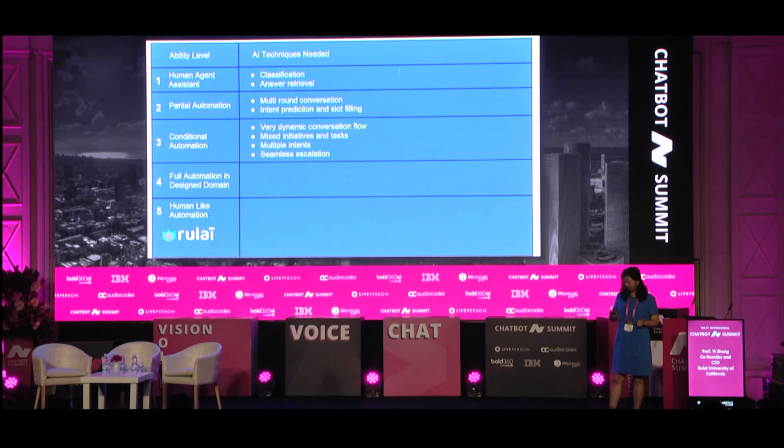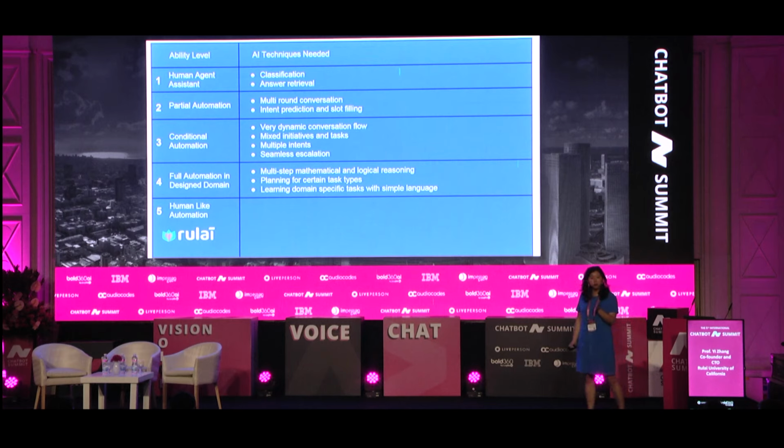So that's level 3. And level 4 goes further: this is a virtual assistant that can almost fully automate the task and solve the problems in a designed domain. In order to build a level 4 virtual assistant, the technology you need includes multi-step mathematical and logical reasoning, because you need to do reasoning to solve unseen problems in that particular domain. And also, the virtual assistant should have the ability to plan for certain task types.